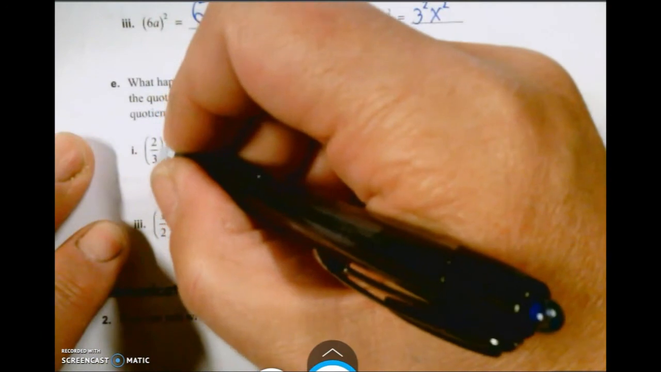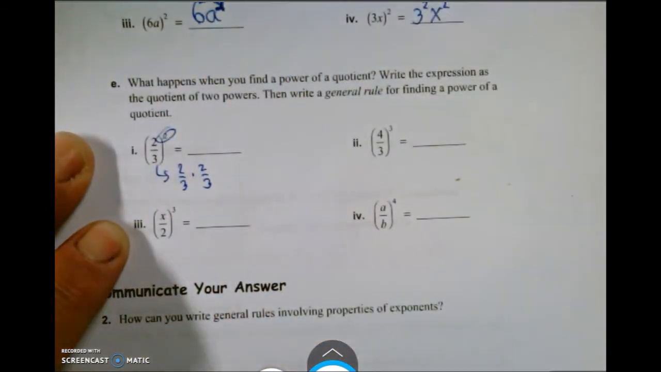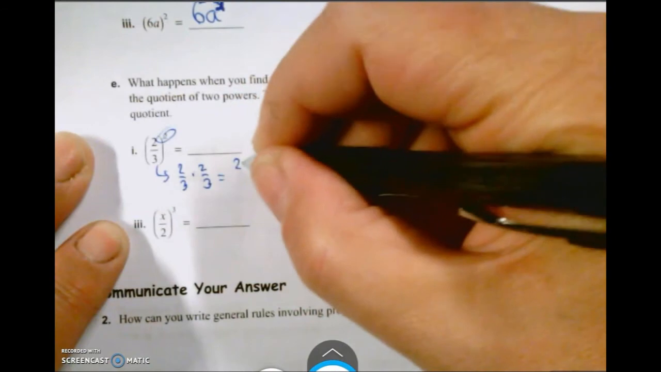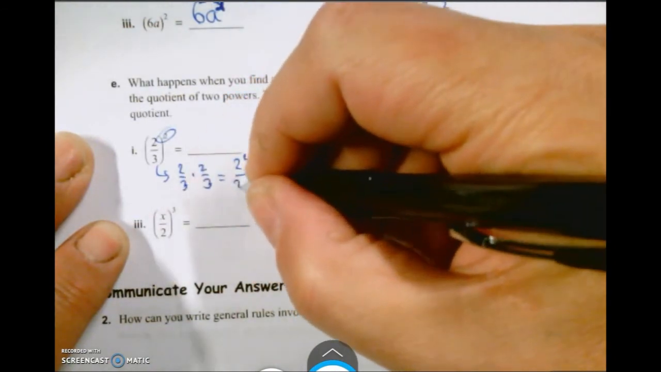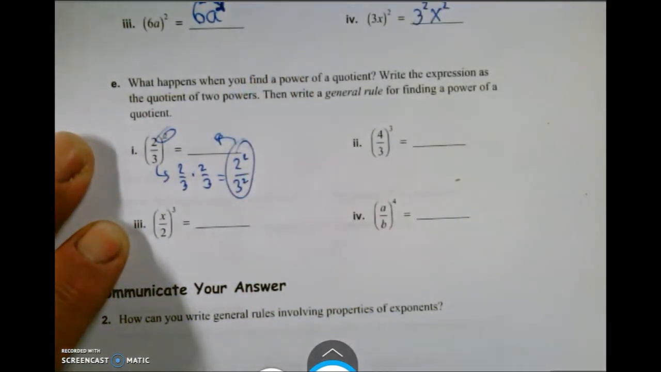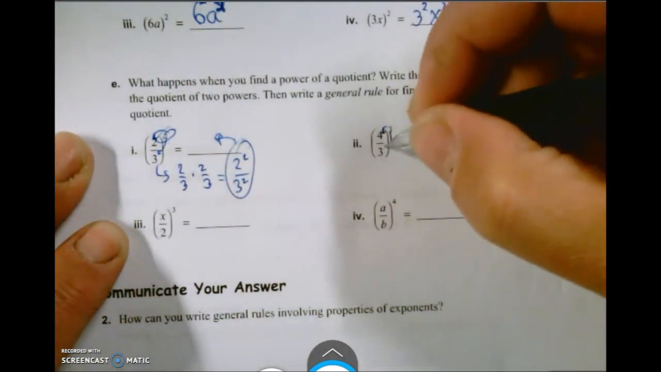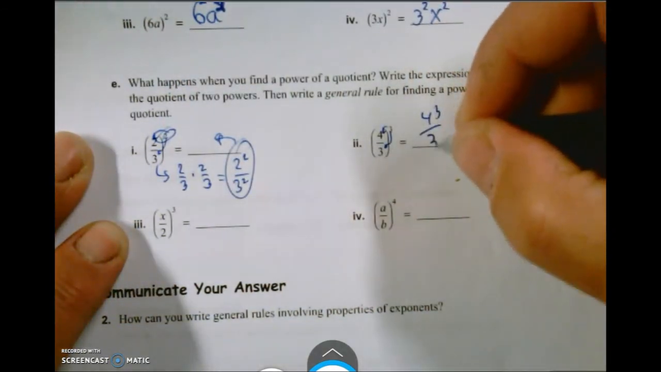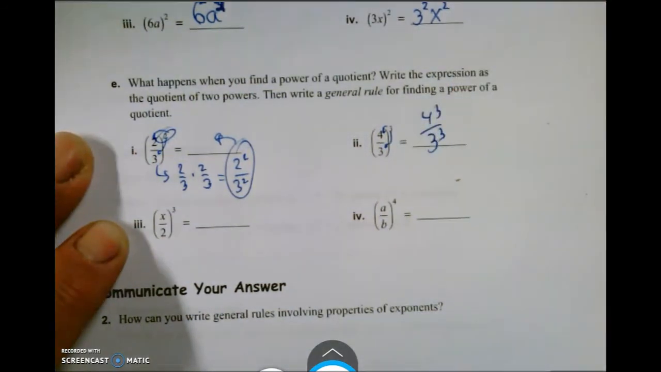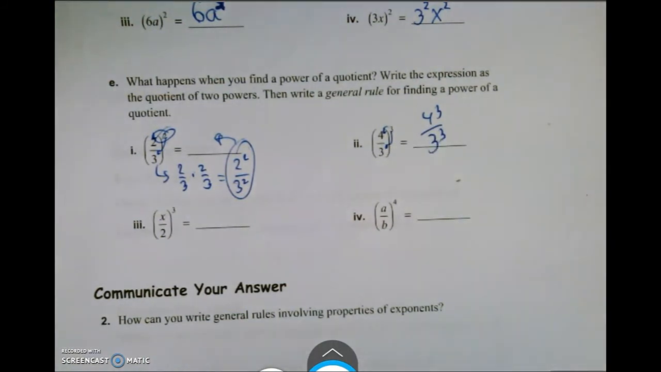So what is this? 2/3 to the second is 2/3 times 2/3. That's all it means. Second power means write it twice. Well, what's that? 2 times 2 is 2 squared. 3 times 3 is 3 squared. So that's your answer. I put it up in the box there. So essentially, same thing. The exponent sort of just distributes. So you get 4 to the third and 3 to the third. You can write it all out if you want, but that's what it is. And again, if you tried this on the calculator, it's just going to change it to decimal, and that's not really what we're after here.